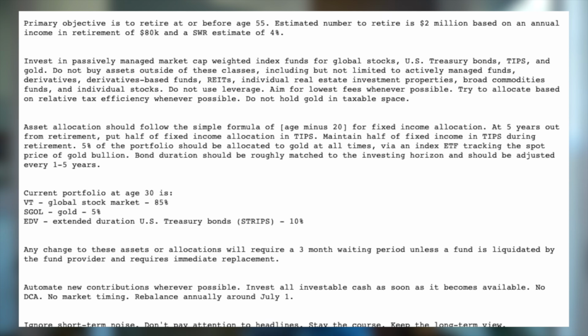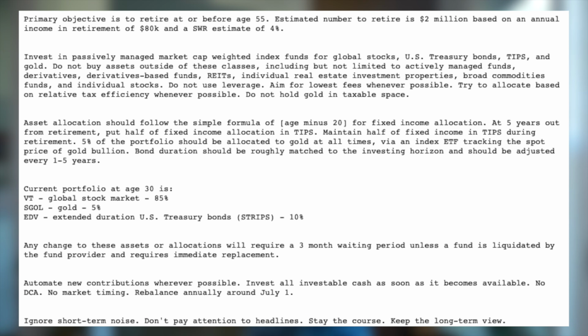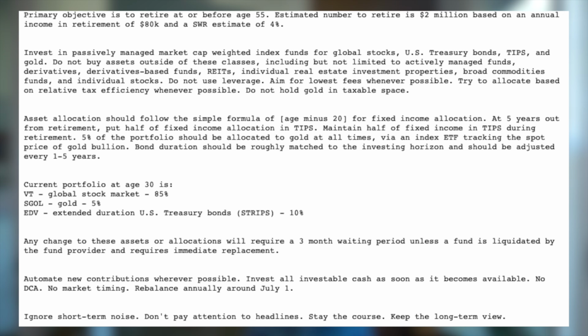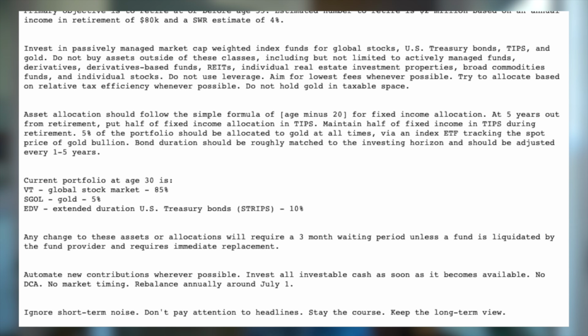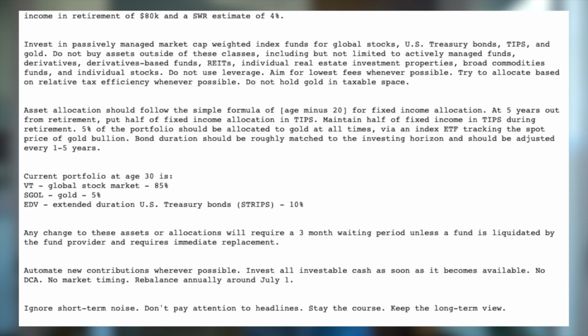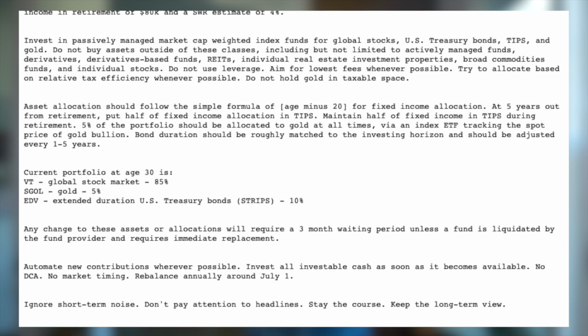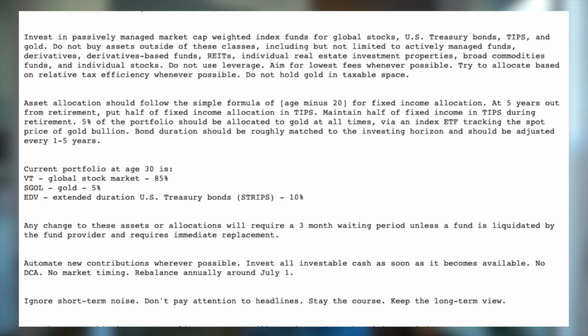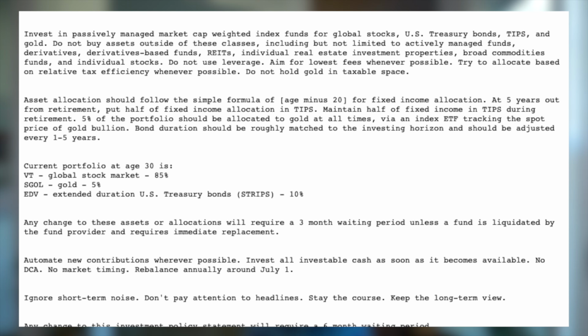Current portfolio at age 30 is VT for the global stock market at 85%, SGOL for gold at 5%, and EDV for extended duration US Treasury bonds or strips at 10%. Any changes to these assets or allocations will require a 3-month waiting period unless a fund is liquidated by the fund provider and requires immediate replacement.